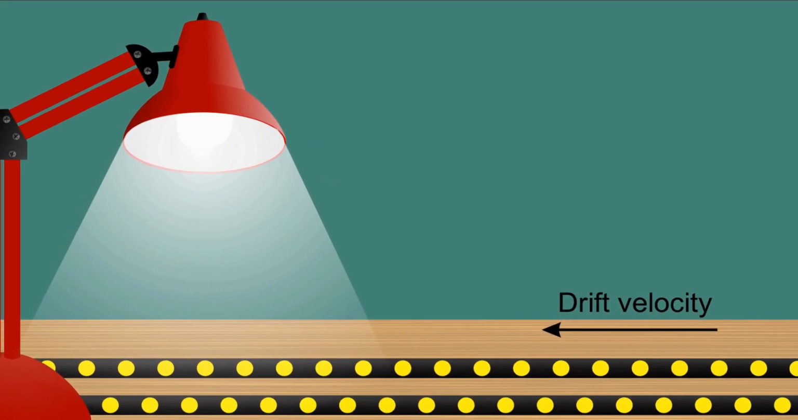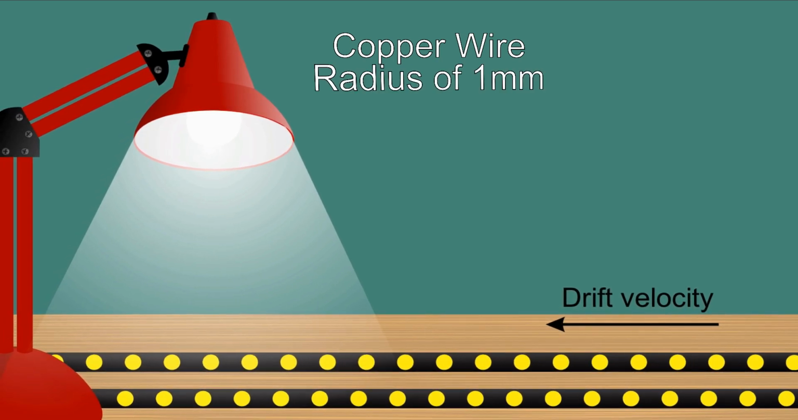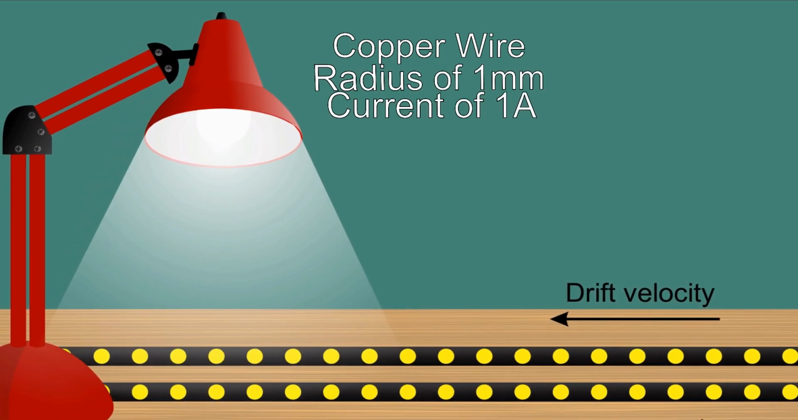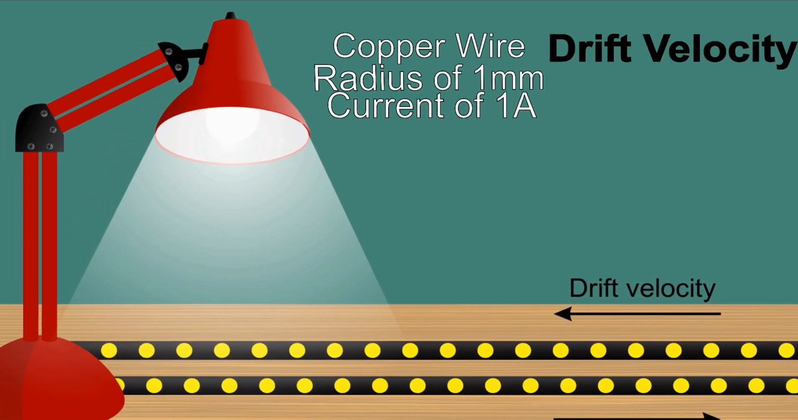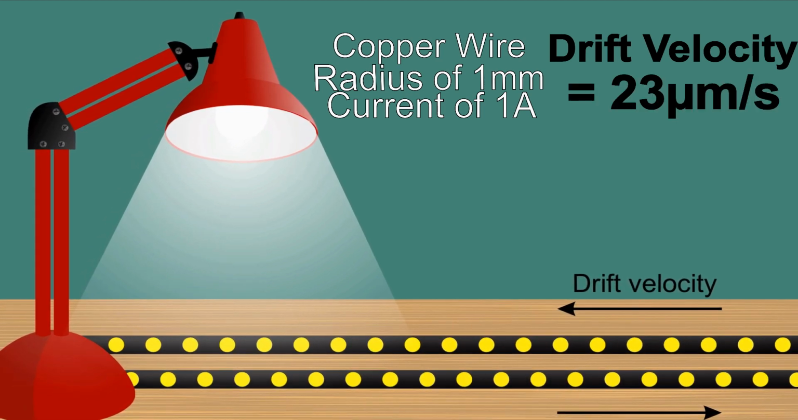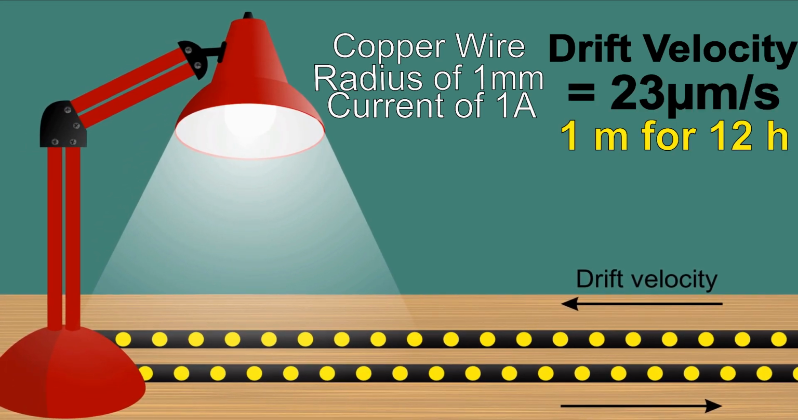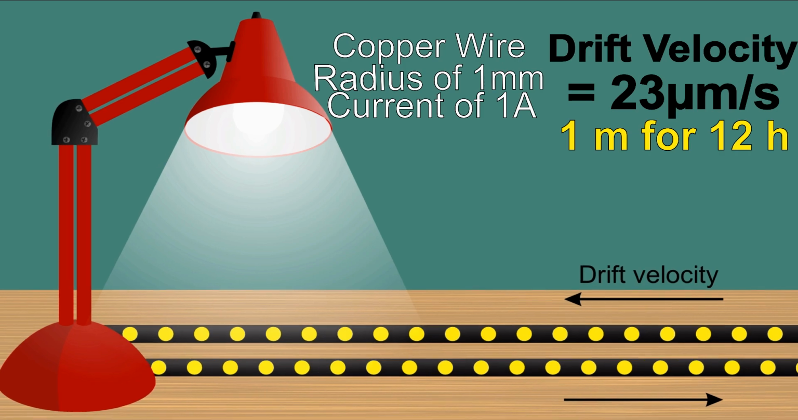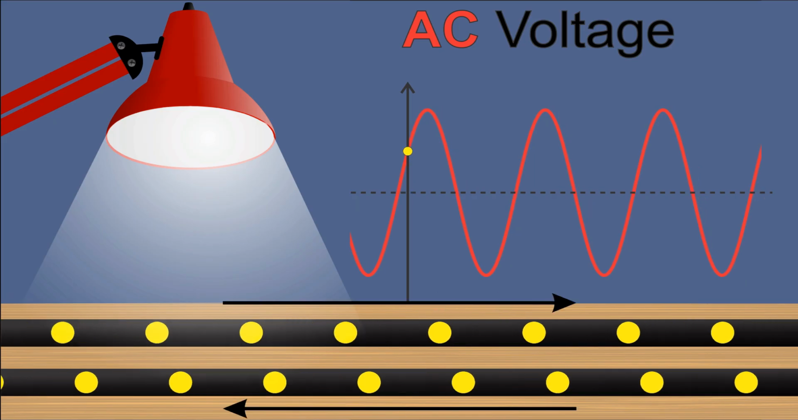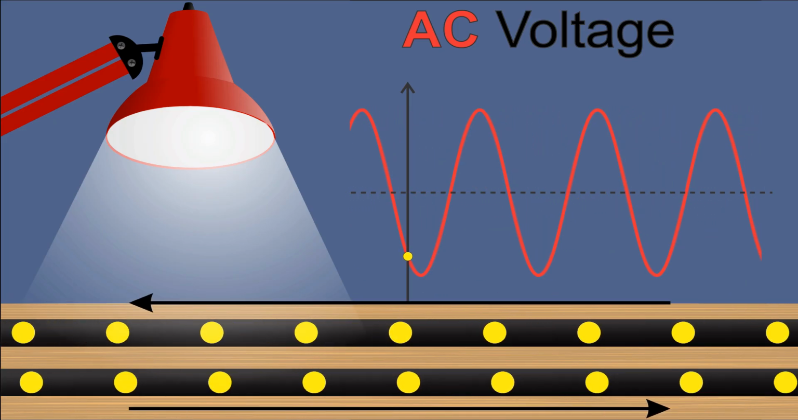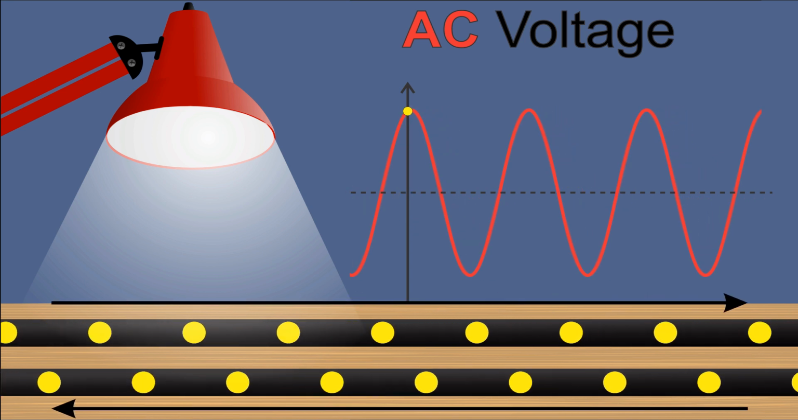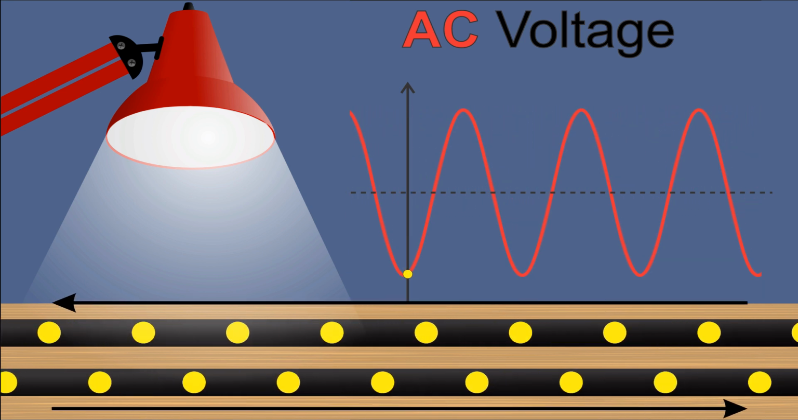For example, in a copper wire with a radius of 1 mm and a current intensity of 1 ampere, the drift velocity would be 23 micrometers per second, which means that the electrons would move about 1 meter in approximately 12 hours. For an alternating current, the electrons would move even less. They would oscillate together with the voltage oscillation.